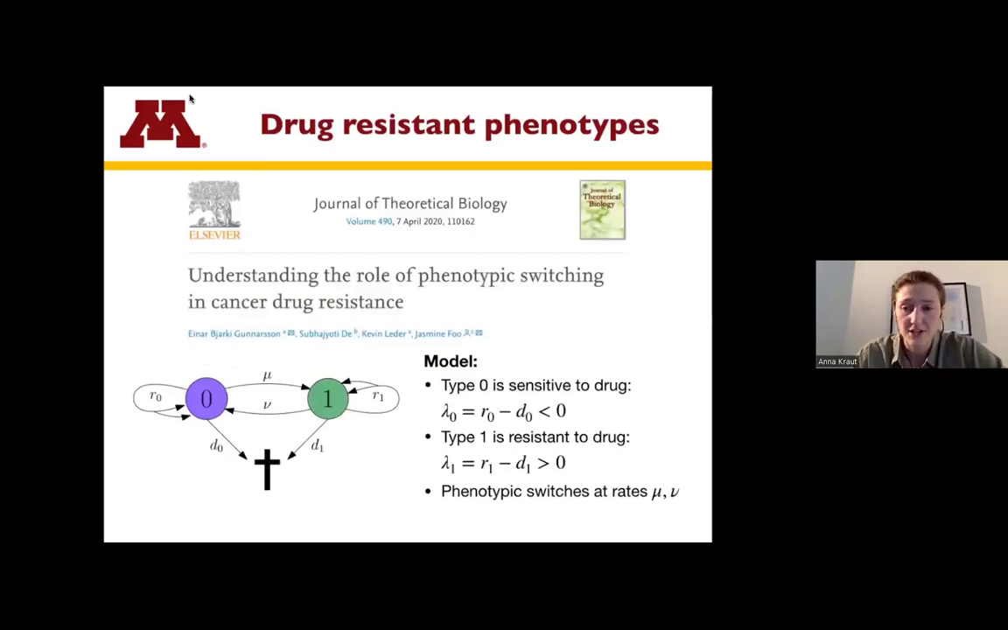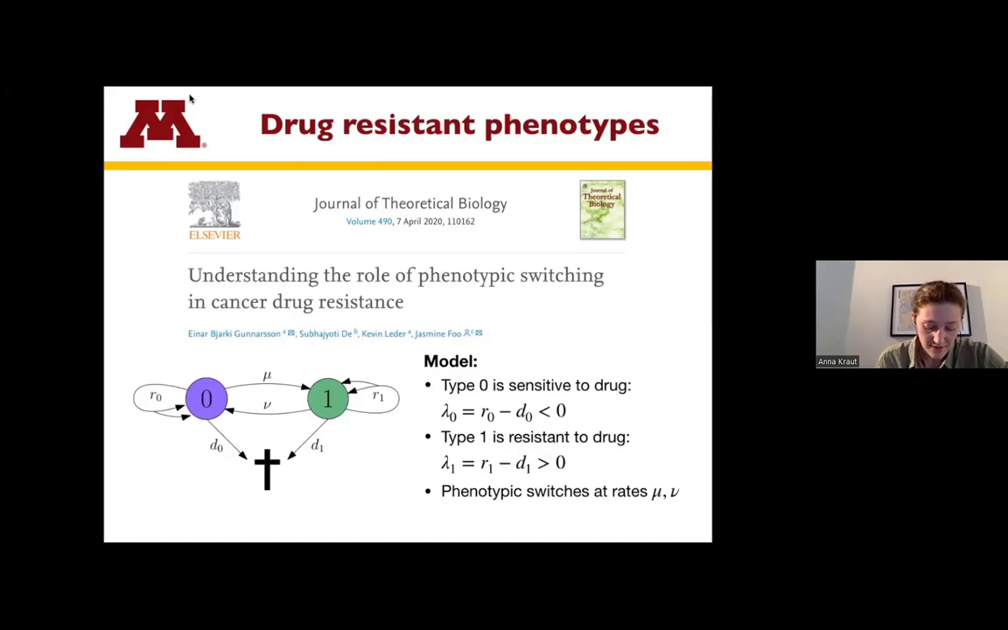So the first project is the mentioned project of Einar Gunnarsson and Jasmine Fu, who is actually my postdoc advisor now here in Minneapolis. And they have been studying the role of phenotypic switching in cancer drug resistance. And this can, but doesn't have to be associated to dormancy. Generally, their model setup is that we have a type 0 cell, which you can regard as the wild type cell that is sensitive to a drug treatment.